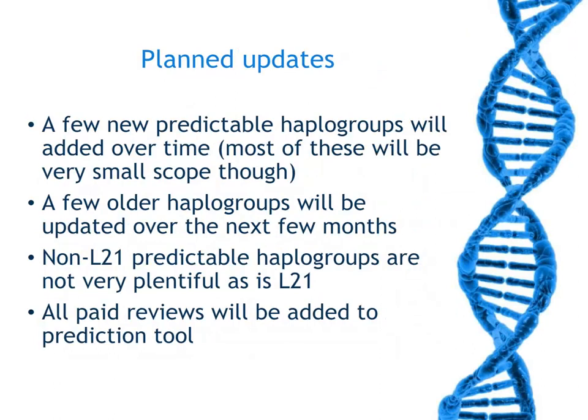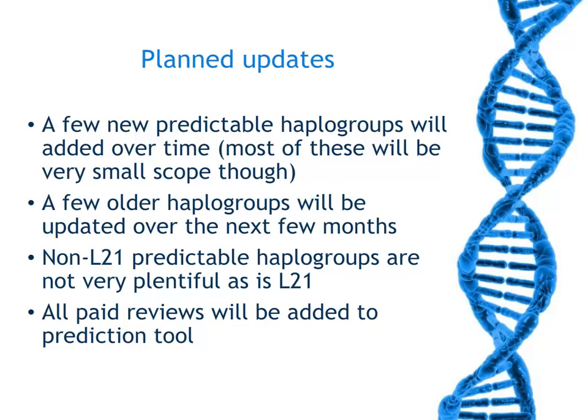There will be continual updates planned in the near future. A few new predictable haplogroups will be added over time, but most of these are going to be pretty small in scope, since hopefully we've gotten most of the large ones by now. There are a few older haplogroups that will be updated as well. These are ones I did quite some time ago, and they're quite dated. So, both the techniques have been slightly tweaked over time, and also there's been a lot more data to be entered as well.